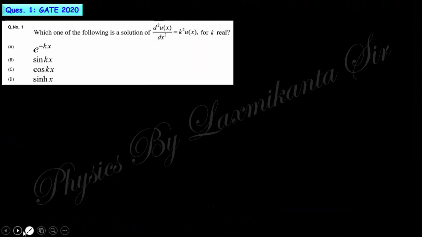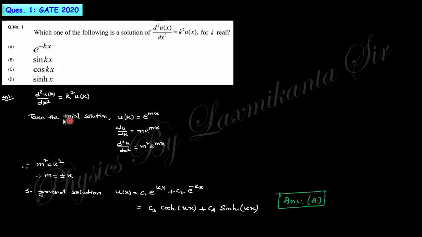So let's start. This is question number 1, which says: which of the following is a solution of d²u/dx² equal to k²u, for k real? For that we can take the trial solution u of x equal to e to the power mx. Take the first derivative and second derivative, and put them in; m equals plus or minus k.